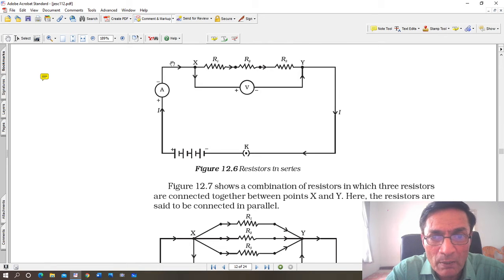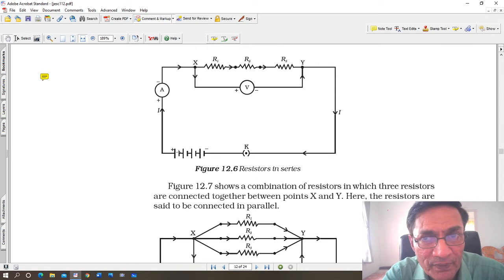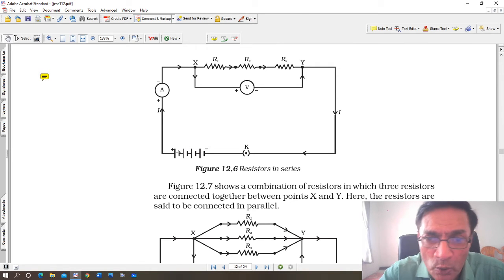And now the current passes through it. Okay, and it passes through R1, R2, R3, comes back. Okay, passes through the switch, which is closed, and goes back to the battery. The circuit is completed.